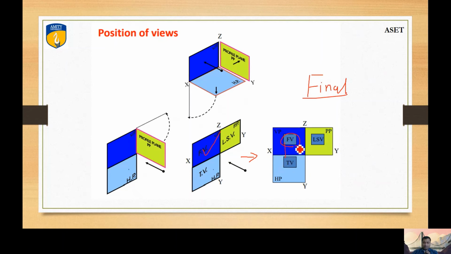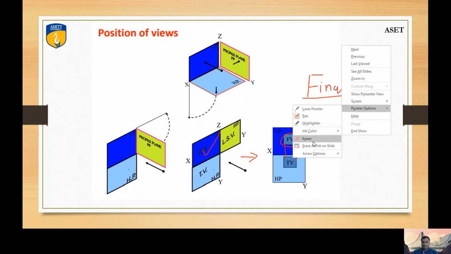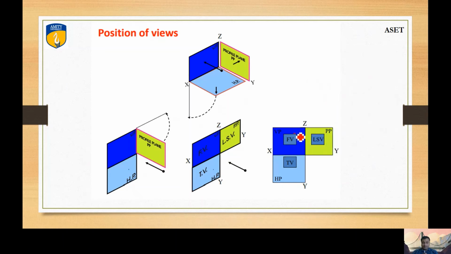As you can see, front view and top view are on the vertical projectors. They are matching on the vertical lines. Okay, fine. And where is my left side view? Left side view is lying on the right side of the front view. Again, they are lying on the same horizontal line. So this is the location of the views with respect to first angle.